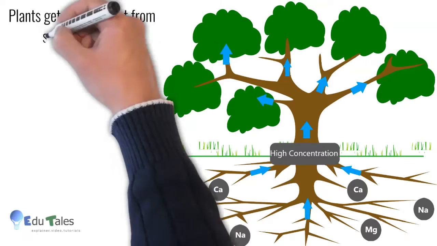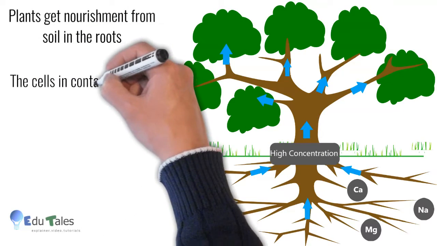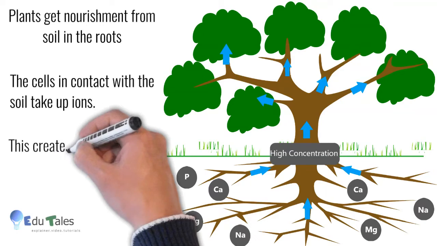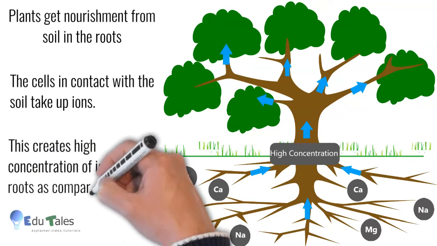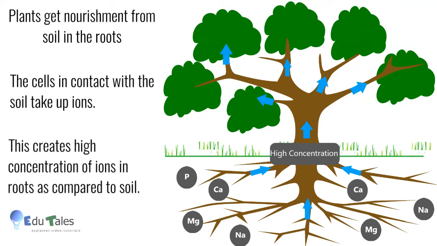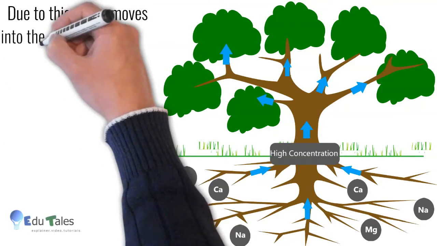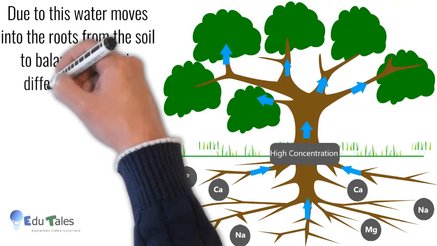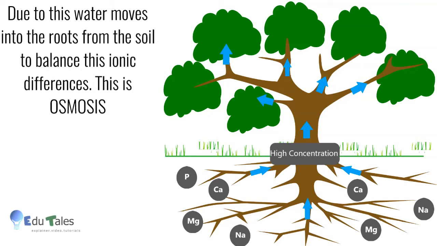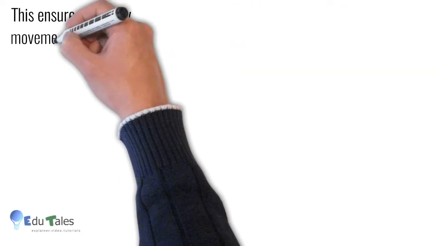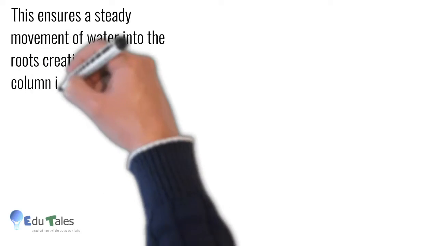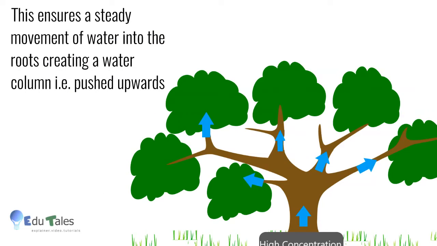As we know, plants get nourishment from soil in the roots. So what exactly happens? The cells in contact with the soil take up mineral ions such as magnesium or other phosphates or nitrogen. This creates high concentration of ions in roots as compared to the soil. So now, due to osmosis, water moves from the soil into the roots to balance this ionic difference. This ensures a steady movement of water into the roots, creating a water column.